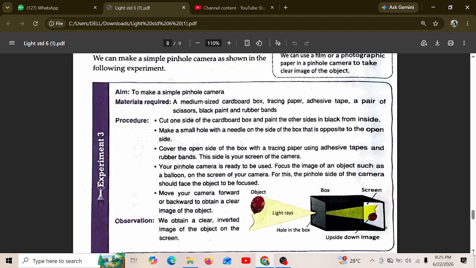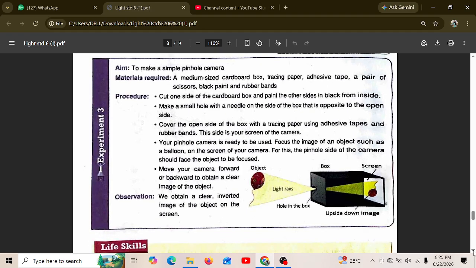If you see, children, they have given this picture of the pinhole camera. See, the object here is a balloon, and when the light rays are passing through the pinhole, it is giving an inverted image. Why is it so? Because we have learned that a property of light is rectilinear propagation. The light passing through the pinhole can never change its way. It can never go right or left. It is always bound to travel in a straight line.